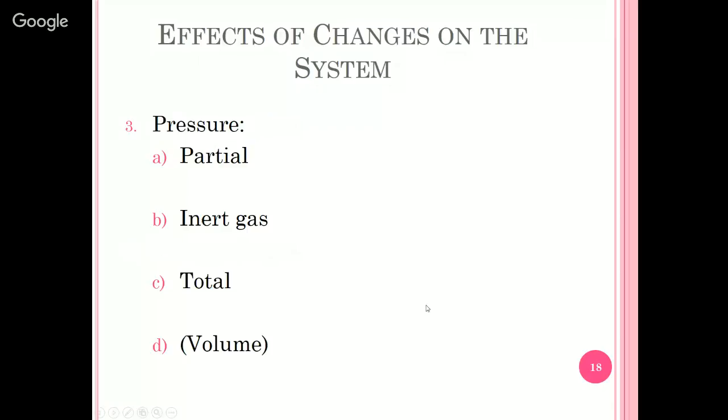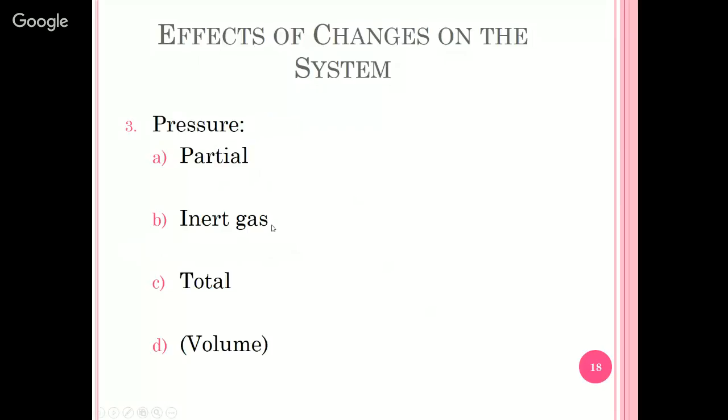Okay, so pressure. So partial pressure of a gas in a particular reaction. This works the same way as changing concentrations. In the ammonia reaction, we've been talking about that a lot in this particular chapter. If we increase hydrogen, it's a reactant, so we shift to the product side. If we increase nitrogen, it's a reactant, we would shift to the product side. If we increased ammonia, which is a product, we would shift to the reactant side.